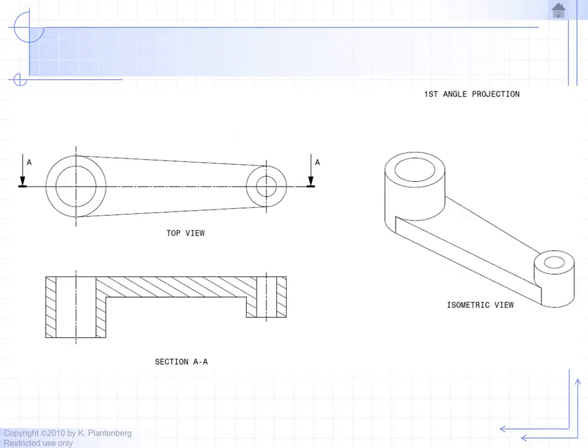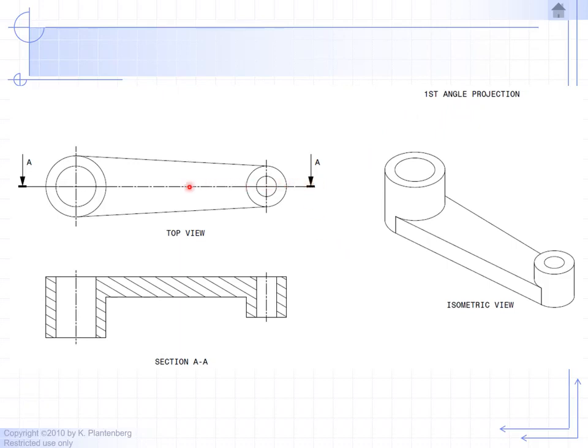Next slide. Okay, first angle projection, which we're not going to use in this class. Let's take a look at an example of first angle projection. So we have the same object, and here's our top view. Here's our front view. Notice the difference when using first angle projection, which most that follow the international standards will use first angle projection.